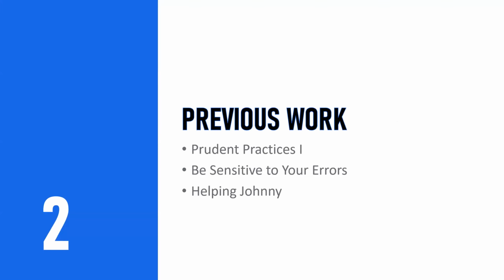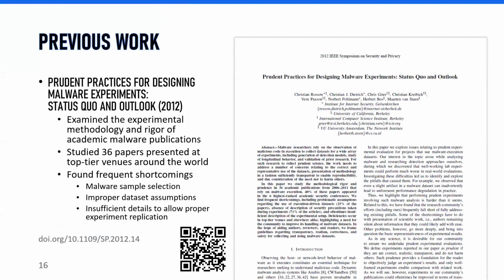This is based on 2 or 3 papers of previous work. The main one would be the original Prudent Practices paper. It was presented in 2012 at the IEEE Symposium on Security and Privacy, which is probably one of the most prestigious academic malware conferences that occurs currently. It examines the experimental methodology and rigor of malware publications from around 36 different papers in top tier venues like Security and Privacy, also called S&P, and other venues like Usenix Security. And it developed the criteria that I updated to perform my analysis in 2020.